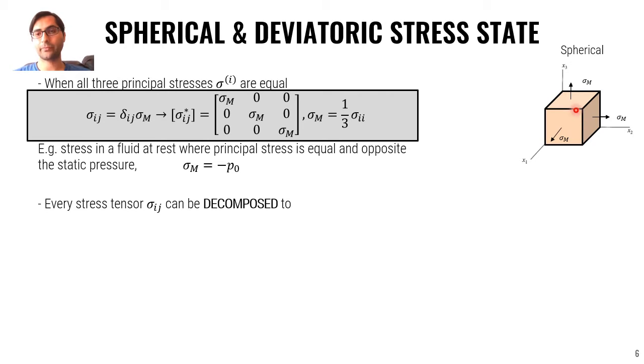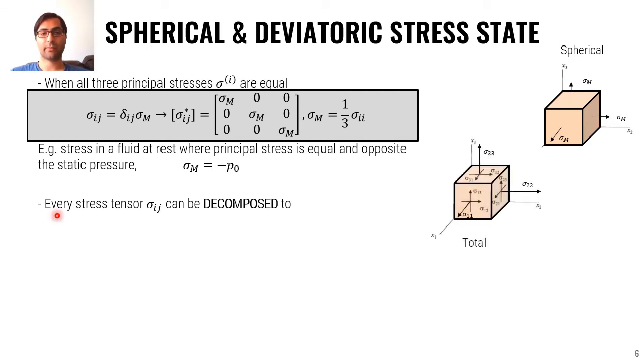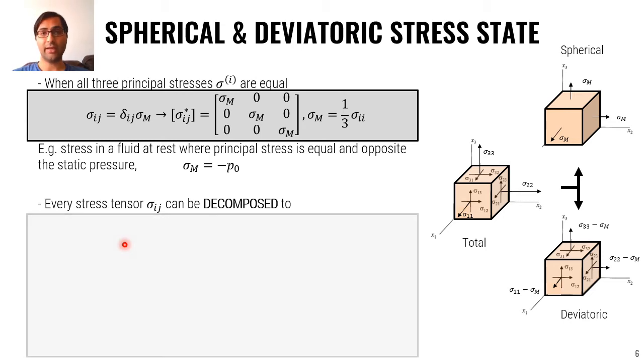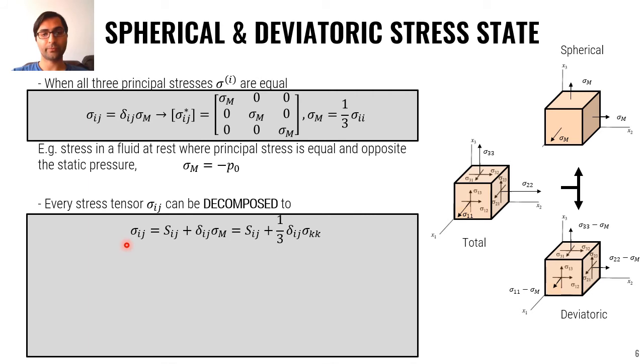So for a specific point, all the principal stress values are equal and there is no shear component on any of the planes. But it gives us interesting results. For example, we can decompose every stress tensor into a spherical stress tensor and another component, the remainder of the stress tensor, which we call a deviatoric stress tensor. This is how we do it. So basically, the stress tensor is equal to S, a deviatoric part, and a spherical part, which you can show by delta ij sigma m.